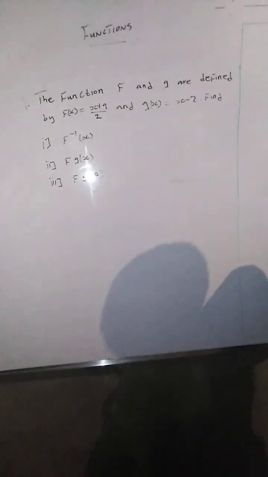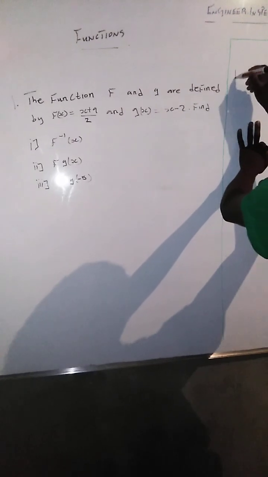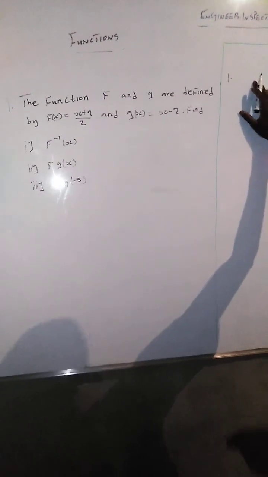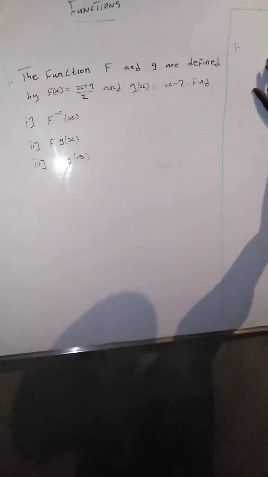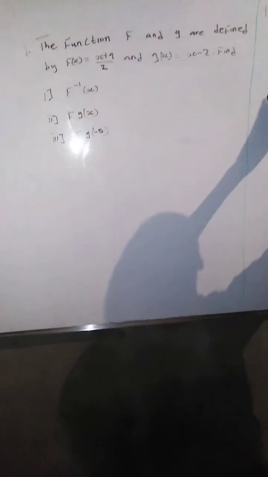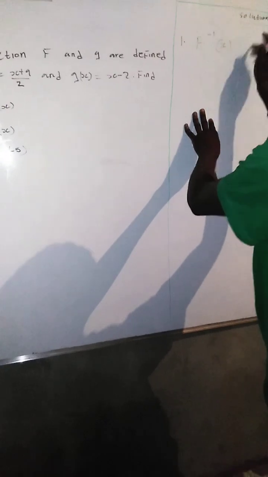We start with the first one. This is the inverse of the function, so the inverse of the function is denoted by f inverse. This is solution number 1. This is the inverse of the function that we are trying to solve. The inverse of the function is denoted by f inverse of x.